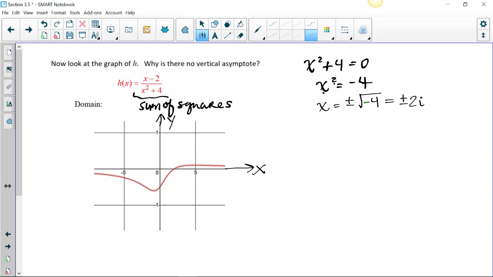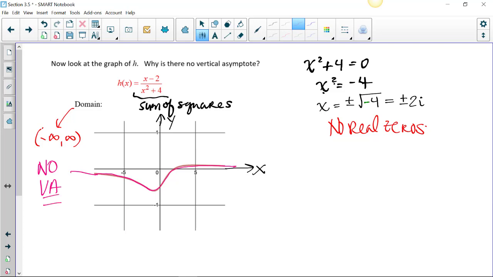So what does that tell me? There are no real numbers that make the denominator 0, so we would say that the domain is all real numbers. It's all real numbers except real zeros of the denominator. There are none. There are no real zeros of the denominator, so the domain is all real numbers, which means this function is continuous everywhere. I can trace this thing without lifting my finger or pencil. So it doesn't have any vertical asymptotes, which can happen. Rational functions do not always have them.